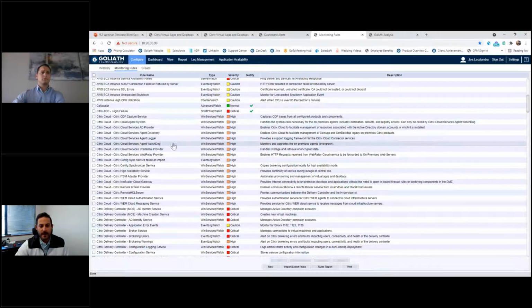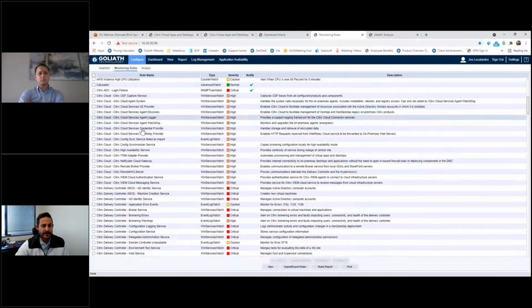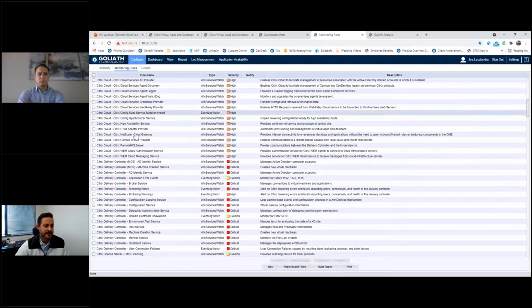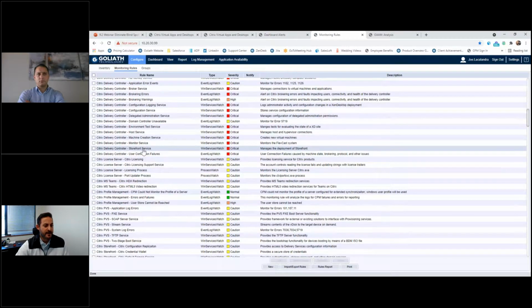So all these monitors that we're looking at right here are looking for different services and different events on that cloud connector that can cause issues or potential downtime. And Goliath is able to find those proactively, and in most cases, restart them before your users are impacted. And again, that's not just for the Cloud Connector. We're doing that across the entire environment.